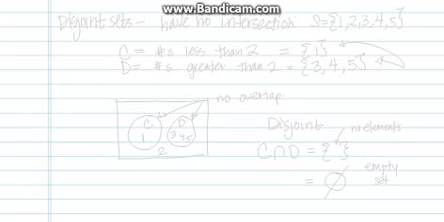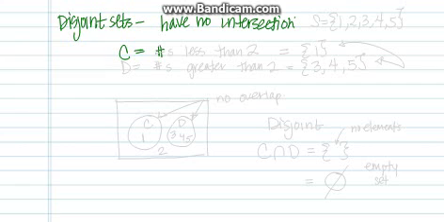Now, sometimes you'll have sets that don't have an intersection. If they don't have an intersection, we say that they are disjoint. So if I come up with two new sets, let's say C, which is equal to numbers less than 2, and let's say D is equal to numbers greater than 2.